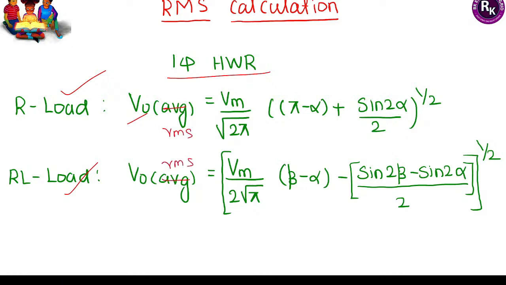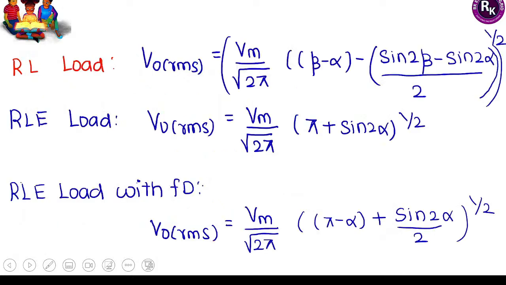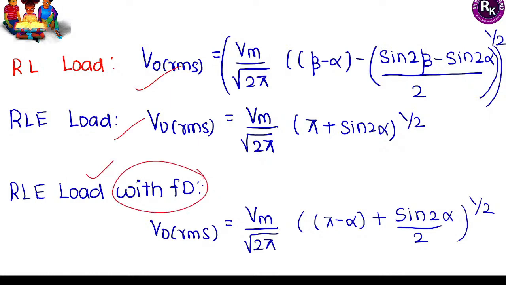This is the RMS voltage. Next, when we are talking about the RL load with the freewheeling diode, since we are in the single phase half wave rectifier, this is the formula for V naught RMS. Let us talk about the full wave rectifier, R load, V naught RMS. I wrote it here. Next, RL load V naught RMS, and RLE load V naught RMS. Again, see, this is the RLE load. Here I wrote RLE load only. But with the freewheeling diode, what is the value of V naught RMS? Most important formula, just note it down.